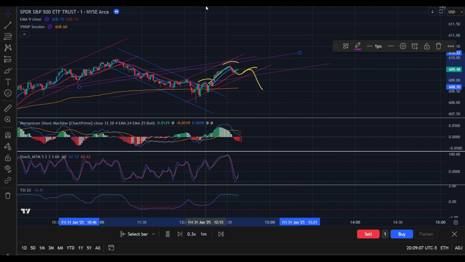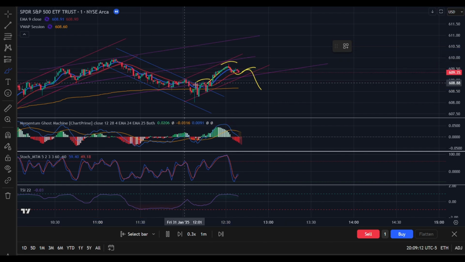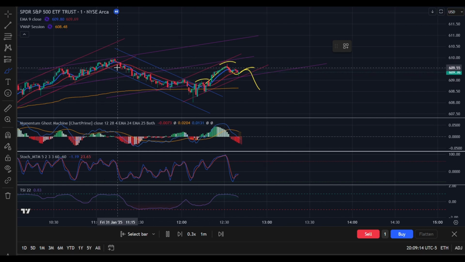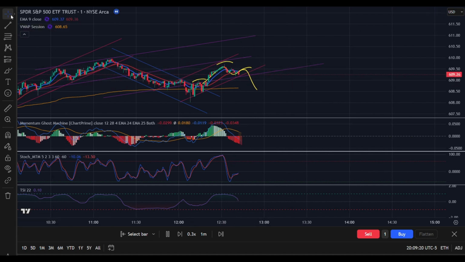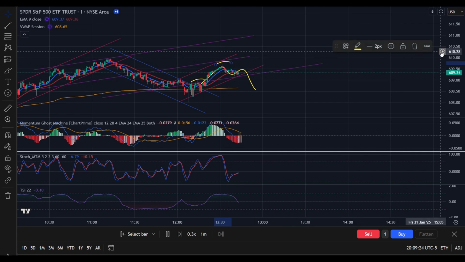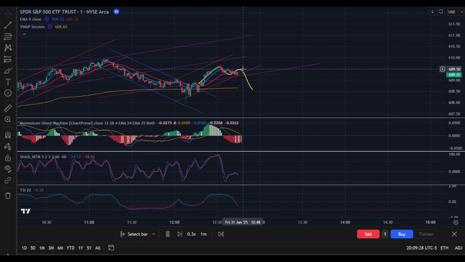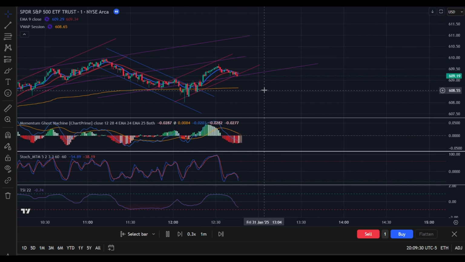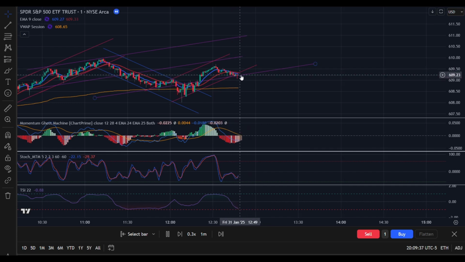I just messed my line up. I can't fix it there. Okay, so that played out. And now what we want to see is a little bit of retracement. And then here goes purple. So it broke your magenta. It's about to break purple.